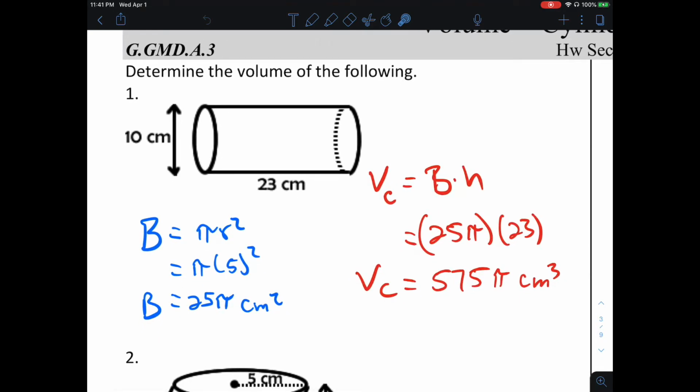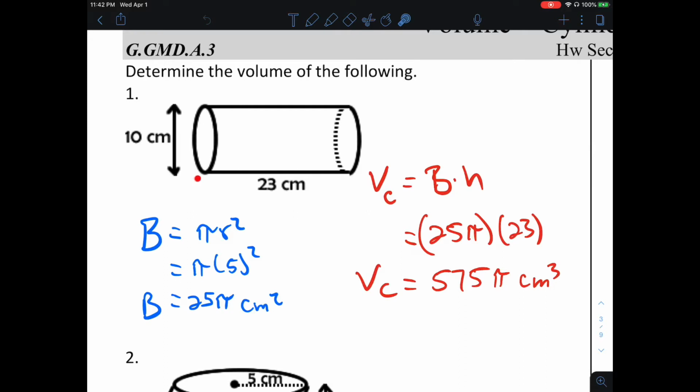Determine the volume of the following. This is a cylinder. The volume of a cylinder is the area of the base times the height. And the base is a circle. The diameter is 10, therefore the radius here is 5. So the area of a circle, the base, is pi r squared. So it's pi times 5 squared because that's the radius.